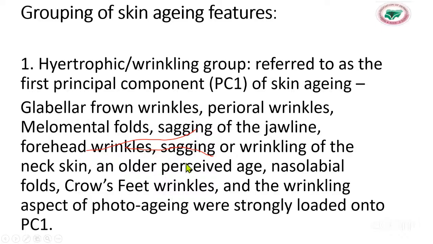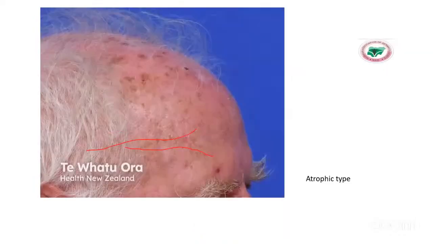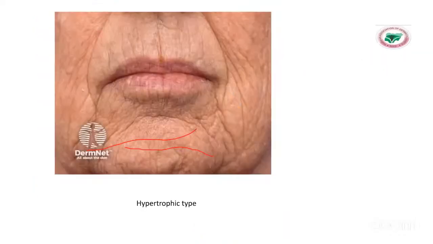We have the hypertrophic and wrinkling group. This group has glabellar frown wrinkles, perioral wrinkles, melolabial folds, and so on. They are mainly wrinkles that they have. So this is an example of the hypertrophic type. You can see all the wrinkling, the lines. This one is a nasolabial one.